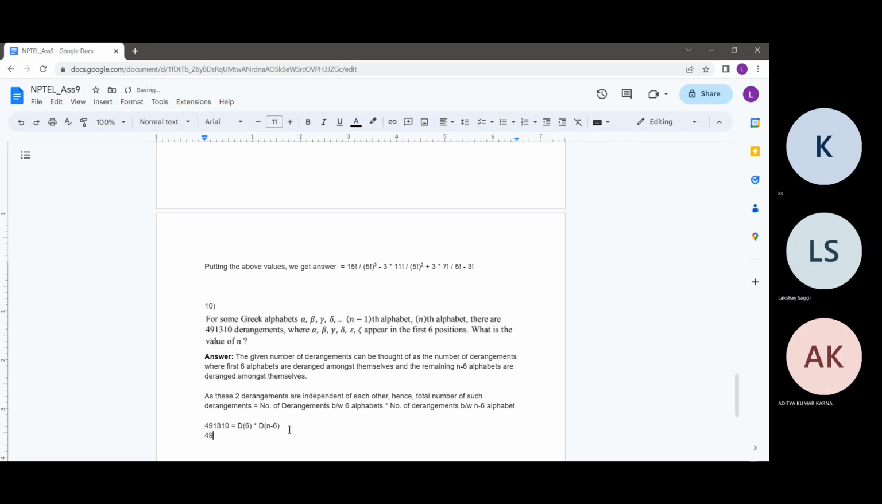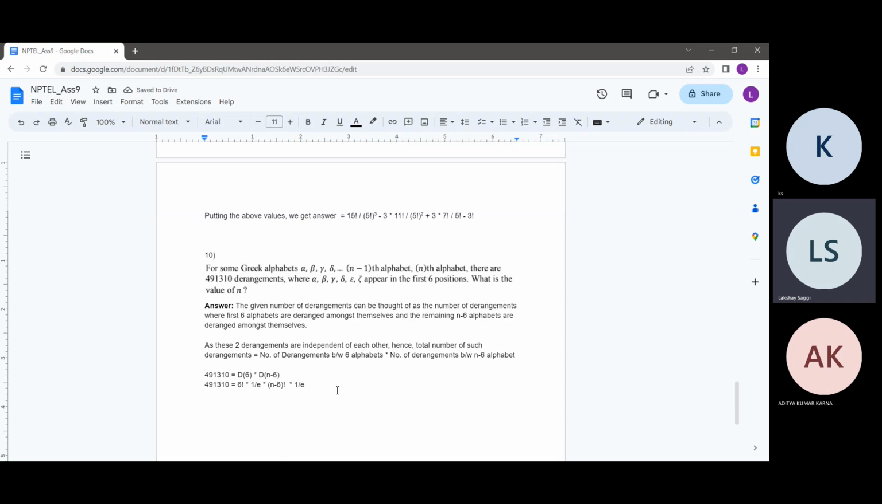So 491310 is nothing but 6 factorial times D of n minus 6, and we need to just find the value of n in the question. So this D of 6 can be written as 6 factorial times 1 by e. And similarly, this D of n minus 6 can be written as n minus 6 factorial times 1 by e.